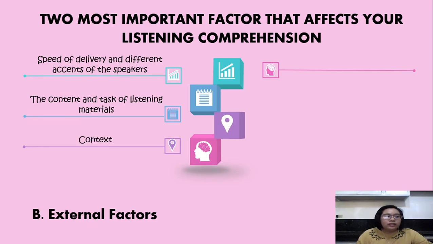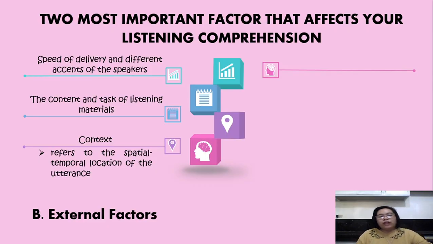Next is the context. When we say context, we can be particular on the time and space at which the speaker makes an utterance in which the learner or listener hears the utterance itself. So it refers to the spatial temporal location of the utterance. So last, for the external factors, is the context.